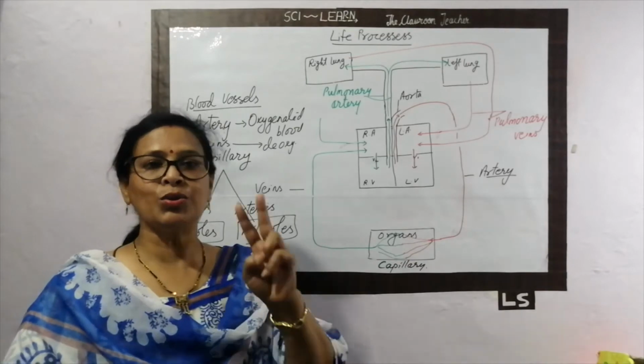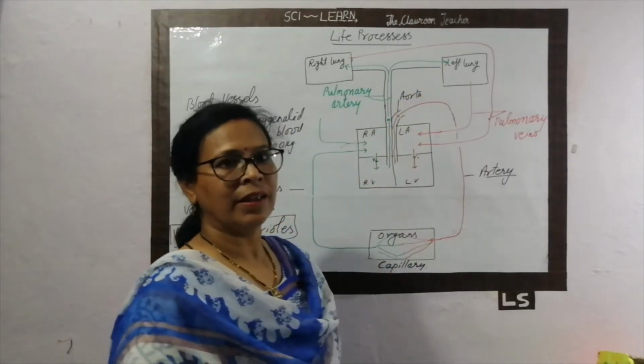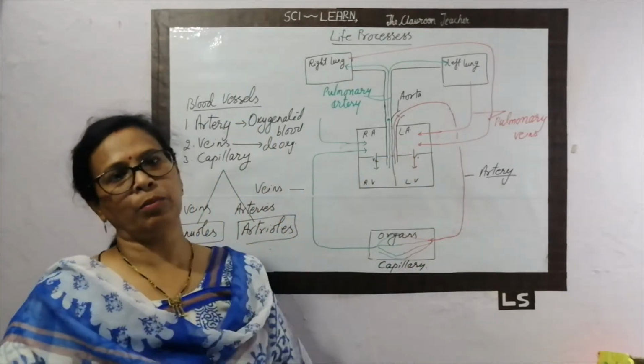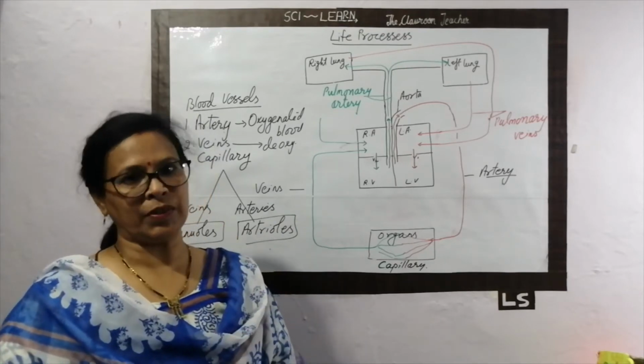It means there are two circulations here. One circulation from the heart to the lungs and one circulation from the heart to all the other parts of the body. So in our body, double circulation is present.